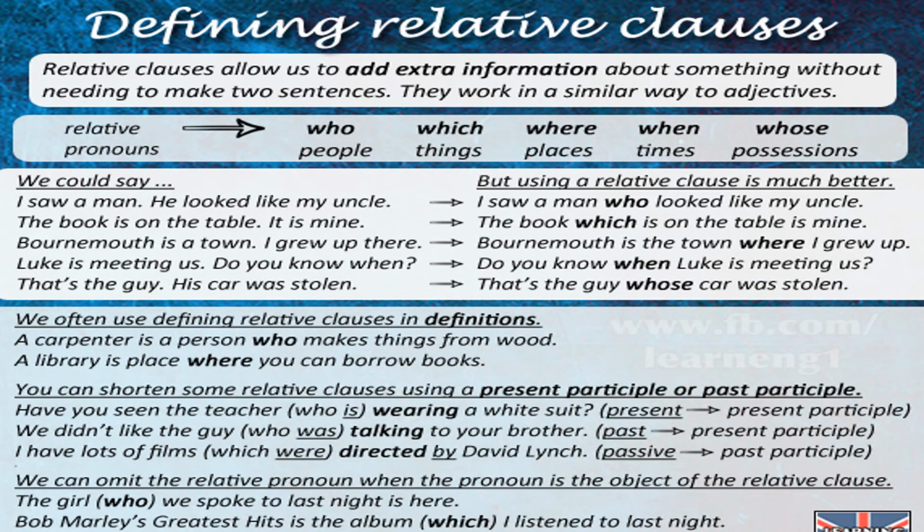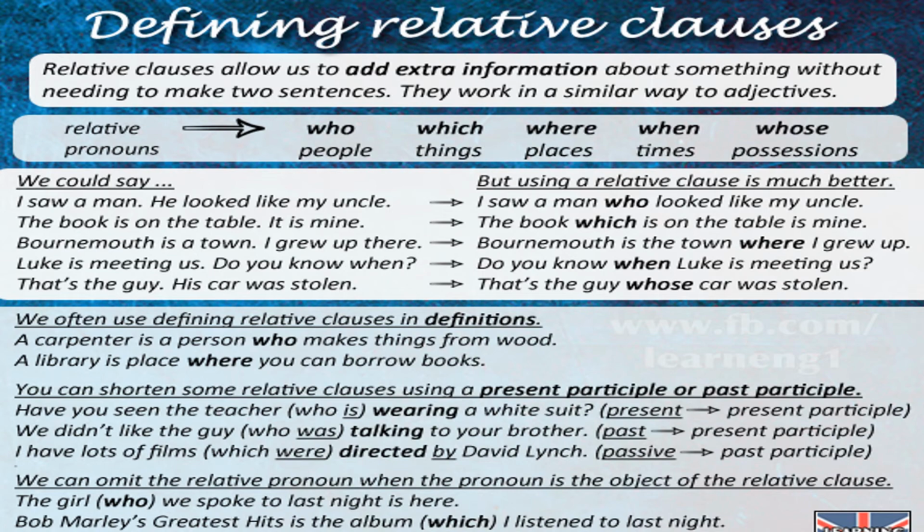Now children, apart from dependent and independent clauses and three different types of subordinating clauses, that is noun clauses, adjective clauses and adverb clauses, we also have two more kinds of clauses, that are defining relative clauses and non-defining relative clauses. Let us first learn about what defining relative clauses are.